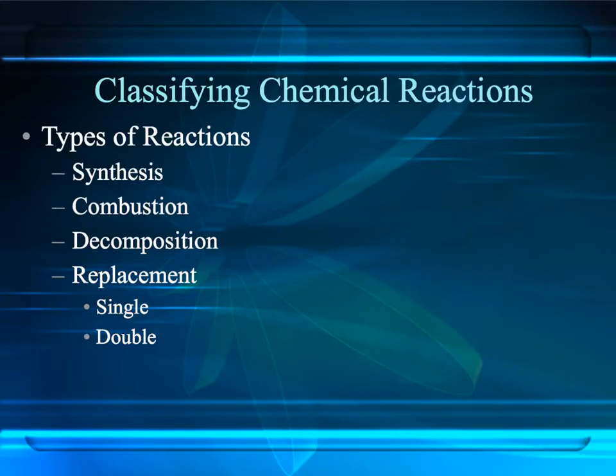So there are four main types of chemical reactions. We have synthesis, combustion, decomposition, and replacement, and there are single and double replacements. So those are the four main ones.